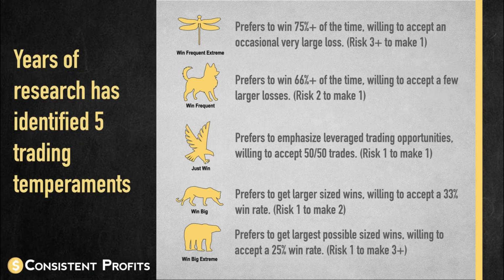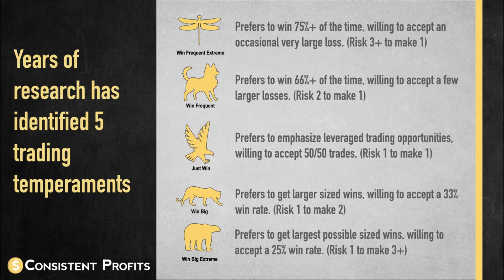Win frequent style traders aren't extreme, but they do like to win more frequently than they lose, and they're willing to risk 2 to make 1. Okay, that's the way they structure their trades. They're risking 2 to make 1. They're going to win about 66% of their time. Again, they're going to have small gains, not as small as the win frequent extreme players, but still willing to give up these large possible gains and accept a few larger losses in exchange for having a more frequent winning rate.